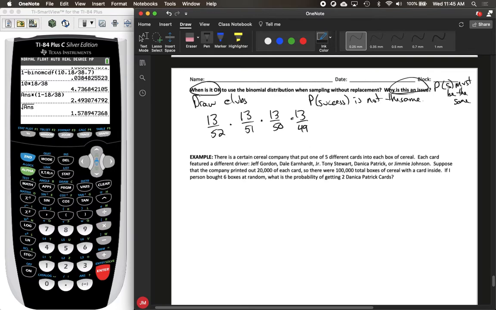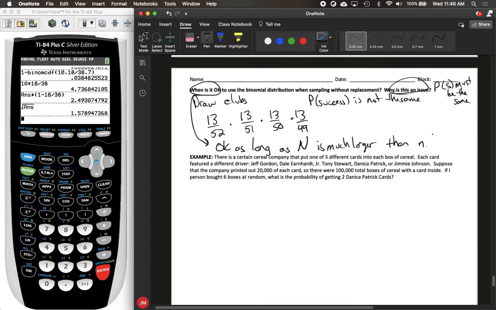But when is it okay? It's okay as long as your capital N, so your sample space, is much larger than your sample. So when capital N is much larger than lowercase n. So let's take a look at an example of where this is the case and see that we are still able to use the binomial distribution for it.